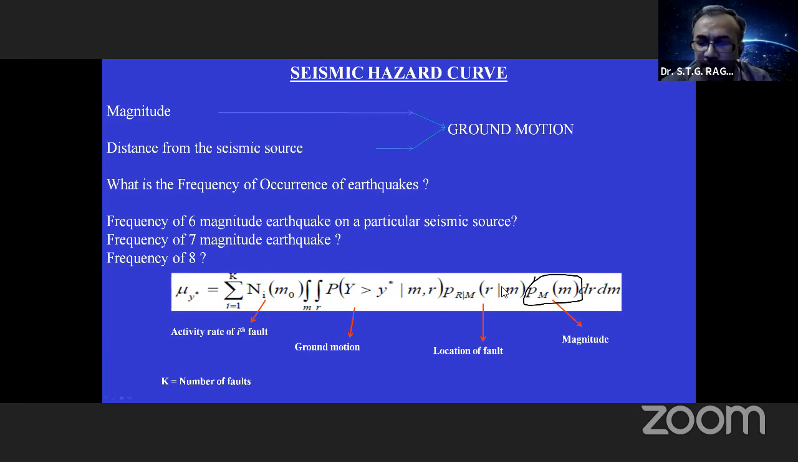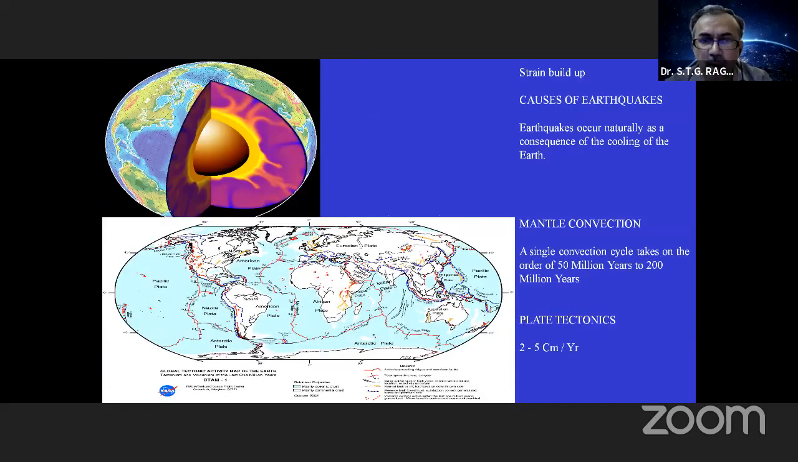Among all the three probabilities, all are very well established. The only challenging thing is this magnitude itself. I will show you why. Now, the main probability and the main difficulty in earthquakes is like this. We all know that earthquakes are basically due to plate tectonics and mantle cooling, which you would have studied in geology textbooks itself.